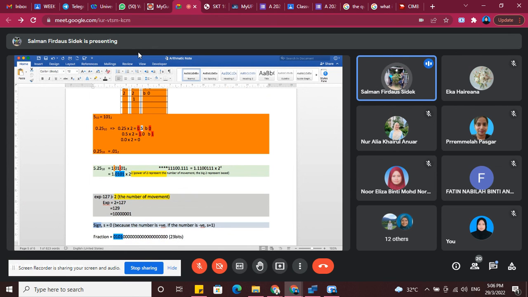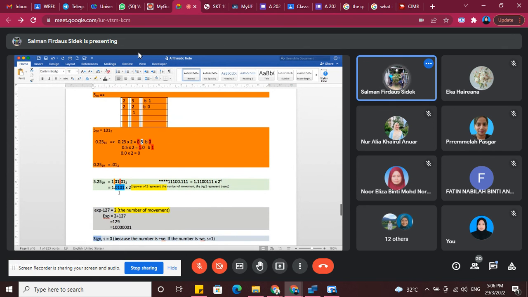Exponent minus 127 equal to the number of movement. After you move the point to the front, how many movement that you made? In this case, we made 2 movement, 2 steps. So equal to 2. So how to move it? You just move the point to the front until you find the first one in the number. So in this case, the first one is this one. So you need to jump 2 times. So equal to 2.